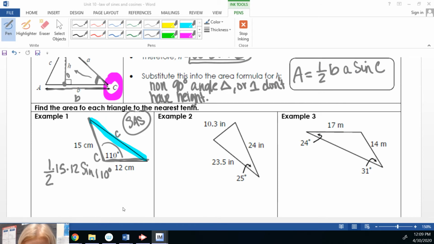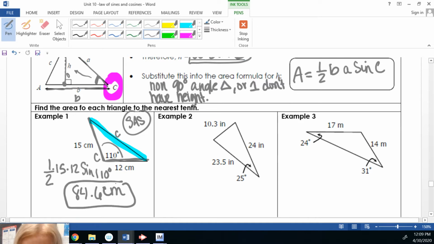All right, so my pen back. 84.6, and it's centimeters, so make sure you put the units in there. Oh, squared, because it's area. So 84.6 square centimeters, because we're dealing with area. Okay? All right, so here we have a side, an angle, and a side, which is the correct setup for using this formula for the area of the triangle.